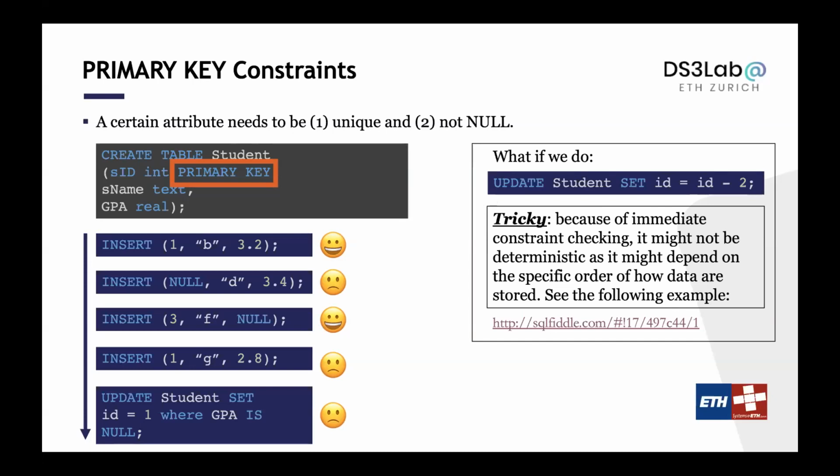Make sense? In PostgreSQL, if you just define a primary key, it's going to check every single tuple. Okay, sure. Makes sense. Thank you. Cool.